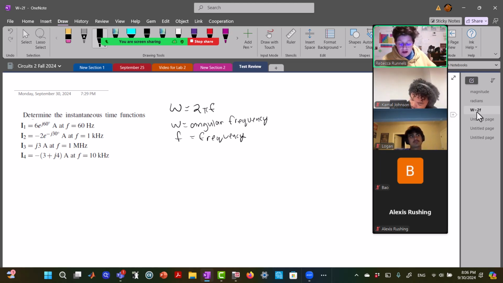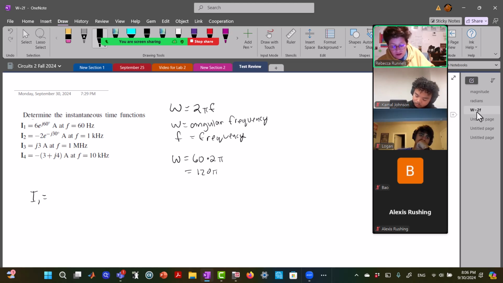And you'll need to have omega in order to write our function. So this tells us that omega is 60 times 2 pi, or 120 pi, and I'm just going to leave it like that. And the 6 is our magnitude, so I1 equals 6, and we use cosines, so cosine 120 pi t, and then our phase is plus 60 degrees.